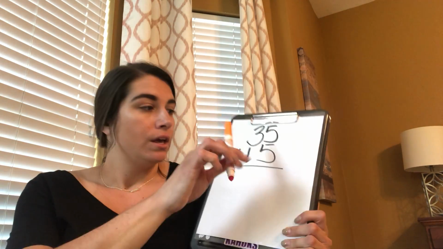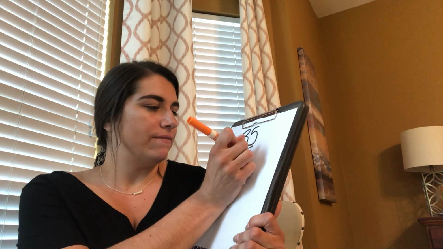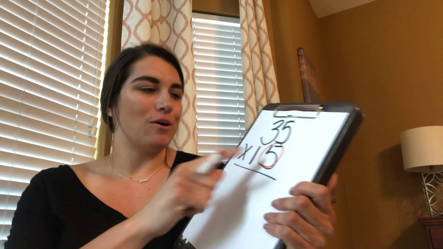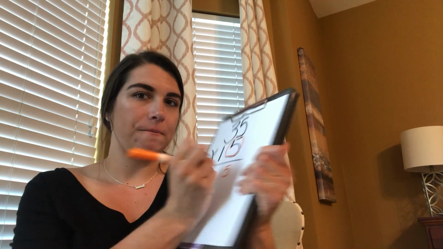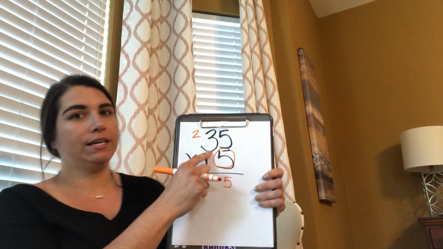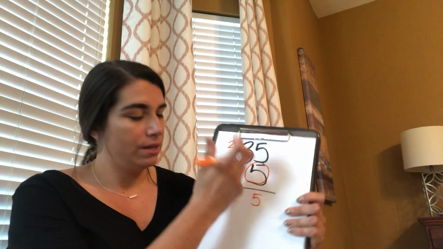All right, so again, I'm going to circle my 5 because that's the first number I'm going to work with, and it's a bad circle, but that's okay. So 5 times 5 is 25, and then I'm going to carry the 2. 5 times 3 is 15, and 15 plus 2 is 17.